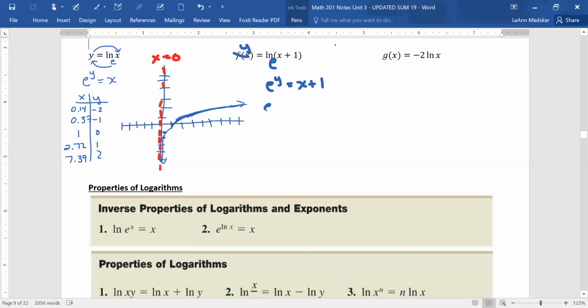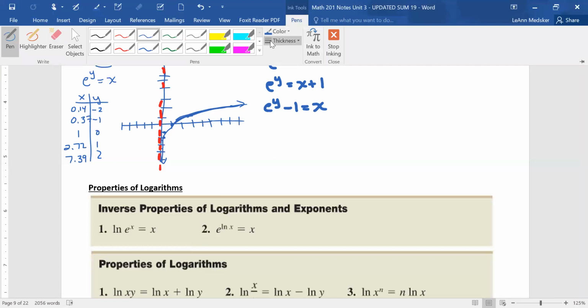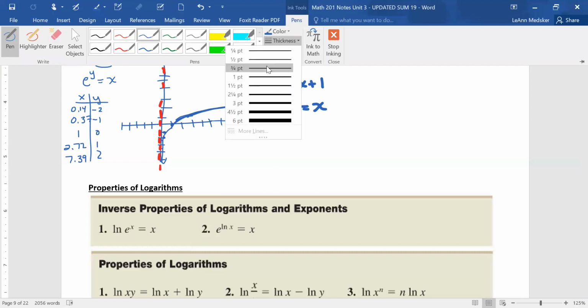Now typically when I'm going to use my calculator to work things out, if I'm going to be plugging in y's, I want my x by itself. It just makes it easier to calculate. So I'm going to go ahead and subtract that 1 over.